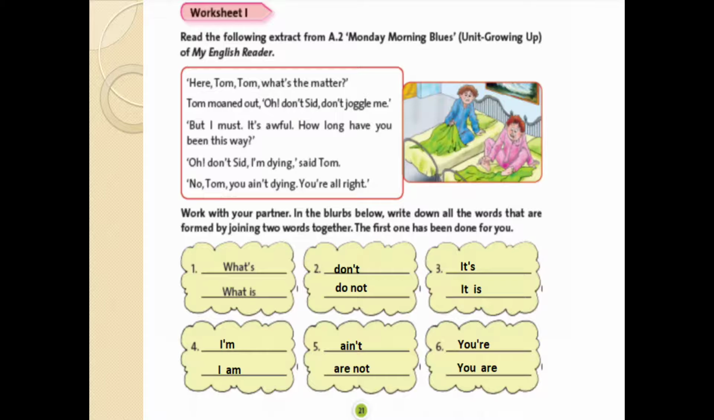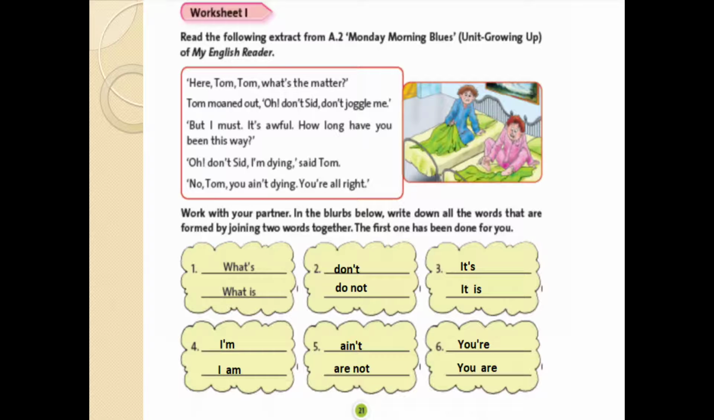Look at the first word, what's. What's means what is. Second word is don't. And don't is made up of two words, do, not. It's means it is. I'm means I am. Next is ain't. Ain't means are not. You're means you are.